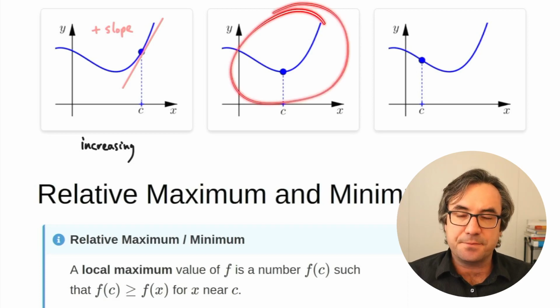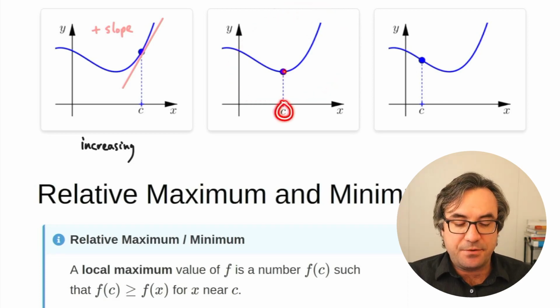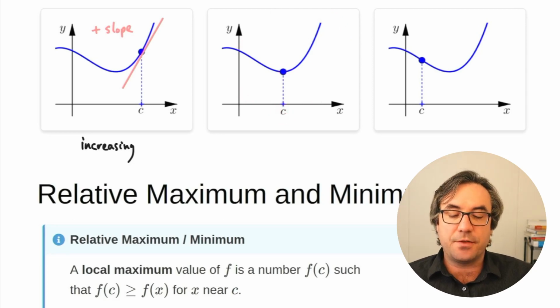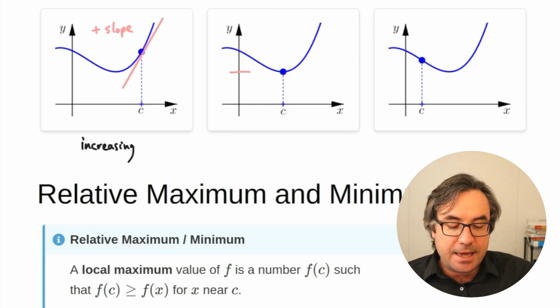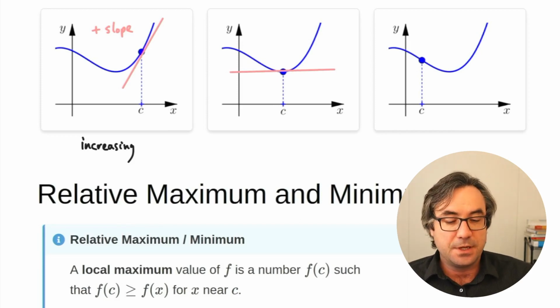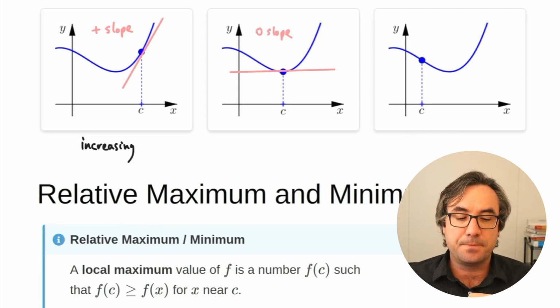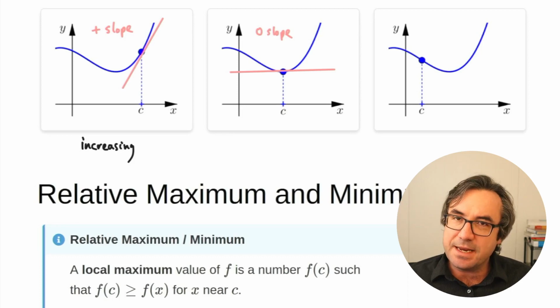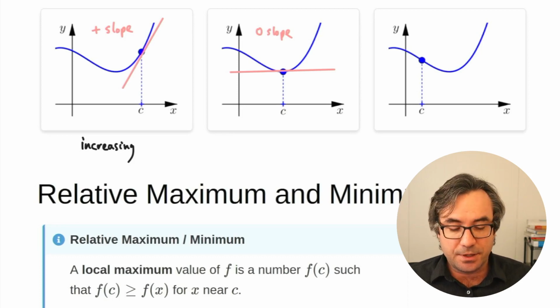What about the next graph? Here we have x equals c. We find the corresponding point on our graph. Let's draw the tangent line. And our tangent line here is flat. It's horizontal, so this has zero slope. When it's horizontal like this, it has zero slope. So our graph momentarily flattens out at this point. It's not increasing and it's not decreasing, so we're going to say neither. It's kind of flat.